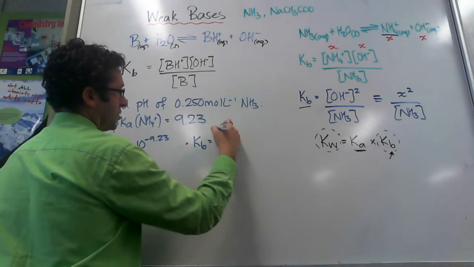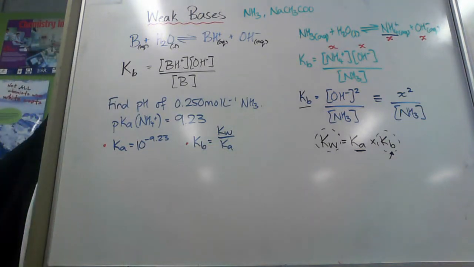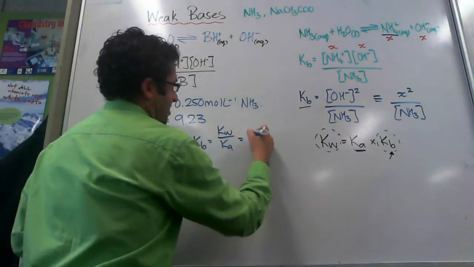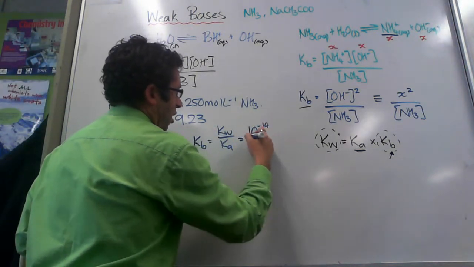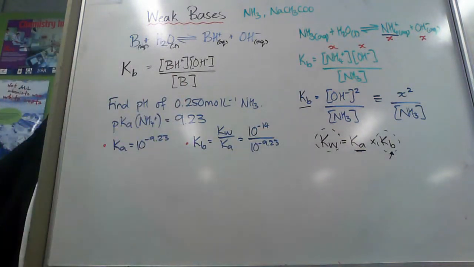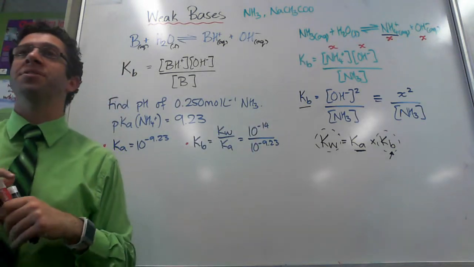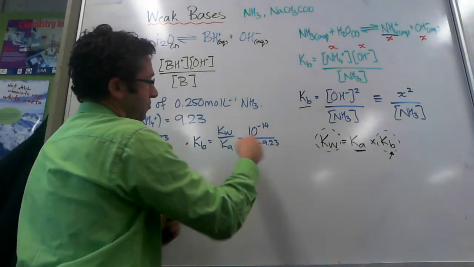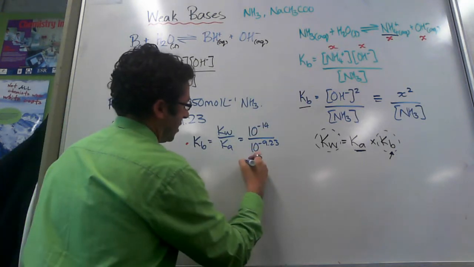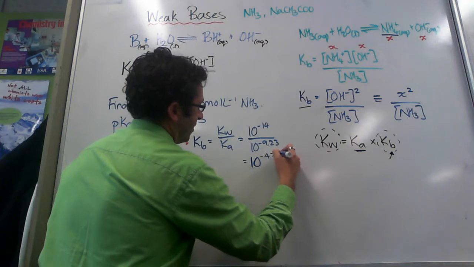Kb equals Kw over Ka, which is 10 to the power of negative 14 over 10 to the power of negative 9.23. Now my maths is good enough to remember what I do when I divide exponents. It's the same as subtracting them. So this becomes 10 to the power of negative 4.77.